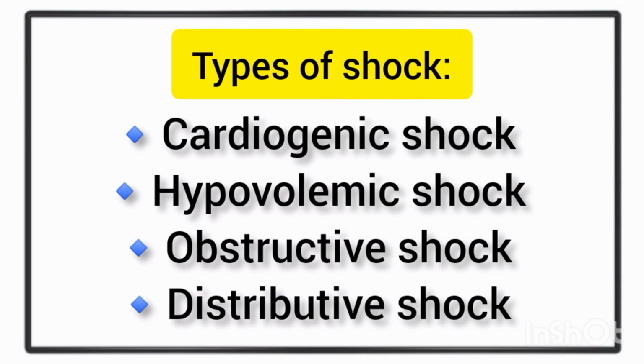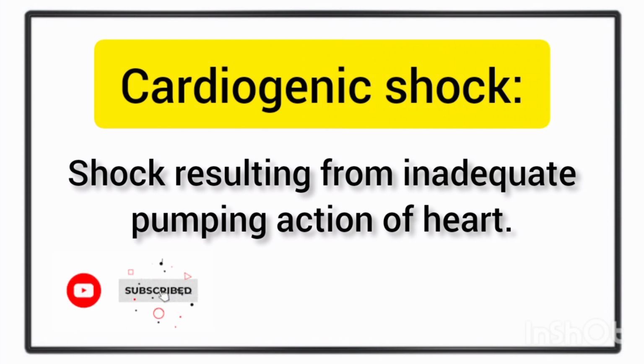So mainly 4 types of shock we can see: cardiogenic shock, hypovolemic shock, obstructive shock and distributive shock. Okay, so what is cardiogenic shock? Shock resulting from inadequate pumping action of the heart is cardiogenic shock.